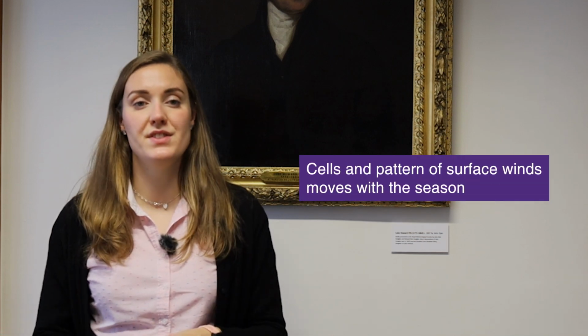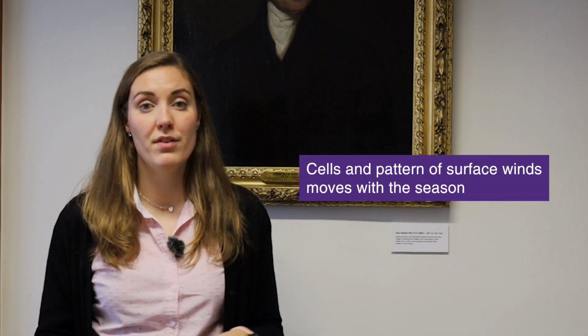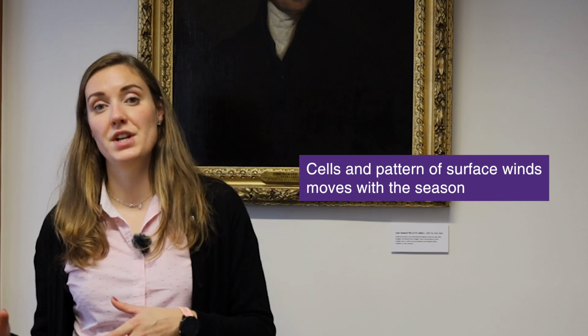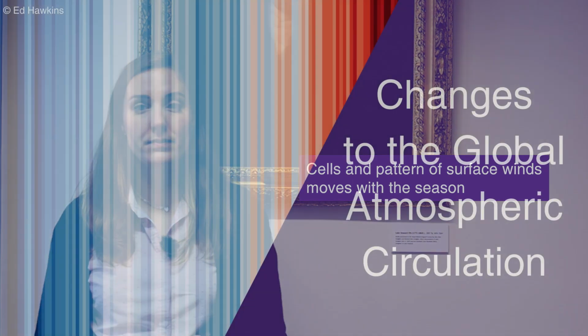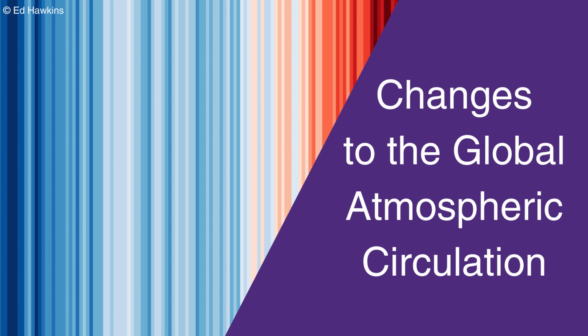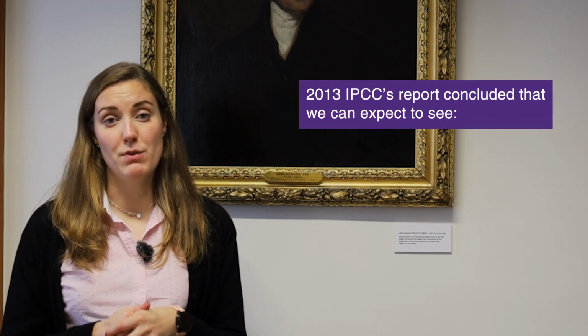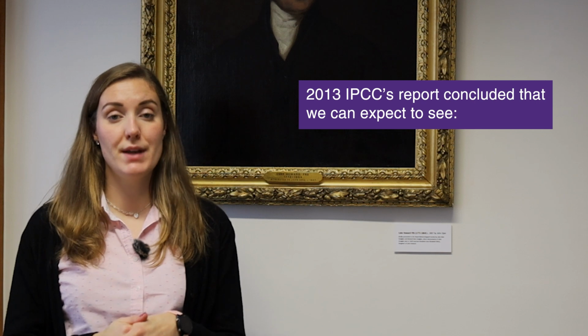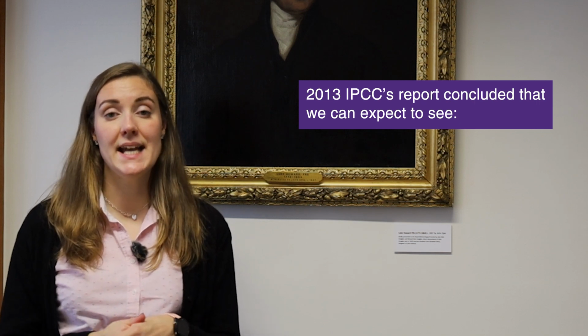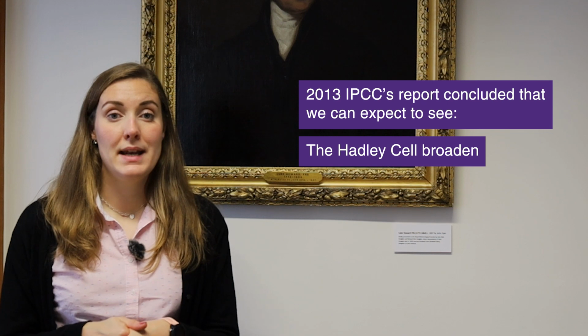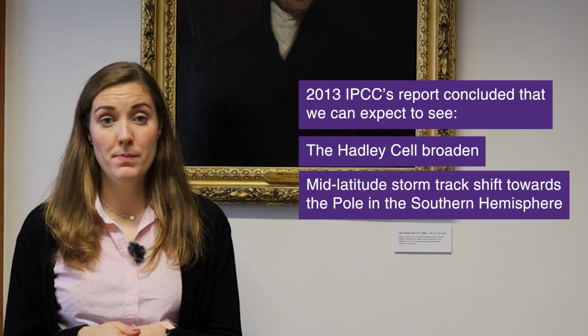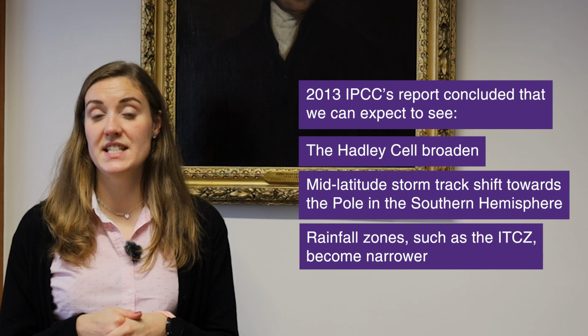The whole pattern of cells and surface winds shifts to the north and south with the seasons, further north in June and further south in December. Research has been undertaken to look into how atmospheric global circulation may change due to the changing climate. The 2013 Intergovernmental Panel on Climate Change report concluded that as the climate changes through the 21st century, we can expect to see the Hadley cell broaden, the track that mid-latitude depressions take shift towards the pole, and rainfall zones such as the ITCZ become narrower.